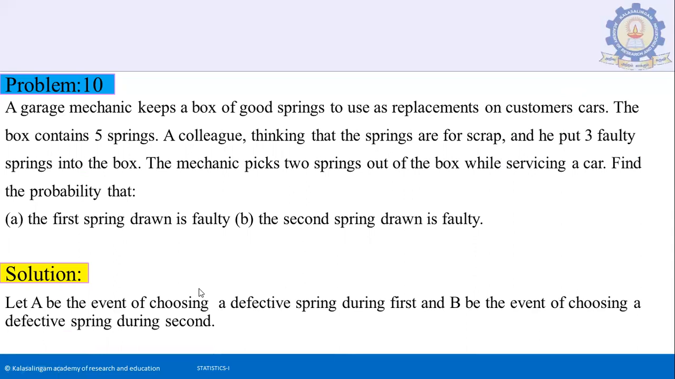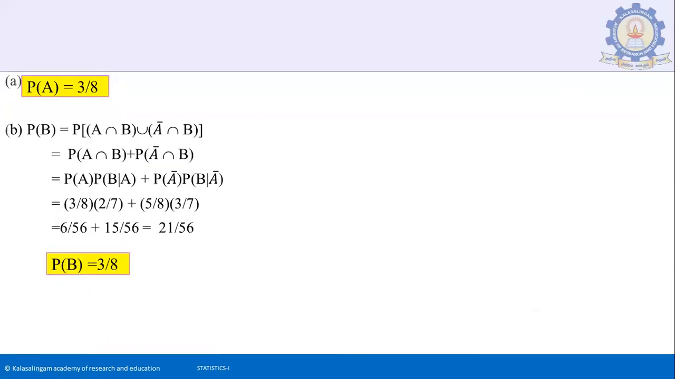Let A be the event of choosing a defective spring during the first draw and B be the event of choosing a defective spring during the second. So probability of A is equal to 3 by 8. B is nothing but the union of the two disjoint events A intersection B and A bar intersection B. By axiom 4 we can write P of A intersection B plus P of A bar intersection B. Using the multiplication rule, it becomes P of A into P of B given A plus P of A bar into P of B given A bar.